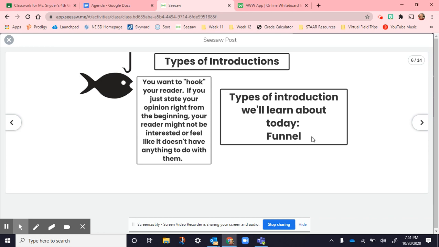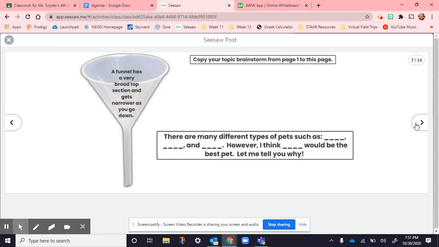Then we learned about the funnel. With the funnel, you start off very broad and then you get narrower as you go down. So it says, there are many different types of pets, such as blank, blank, and blank. However, I think blank would be the best pet. Let me tell you why.